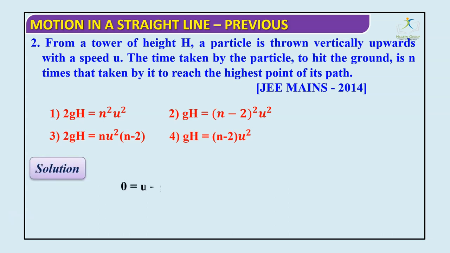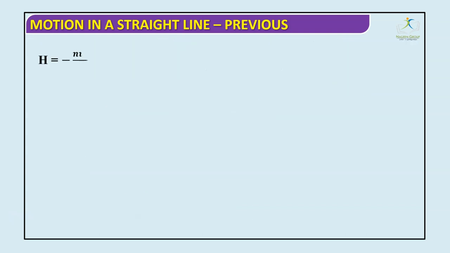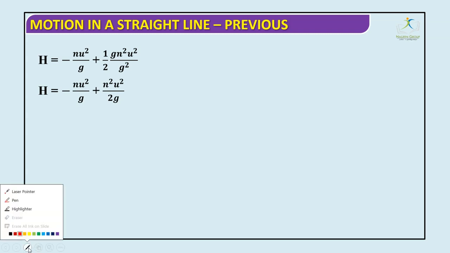So here the solution part is 0 equals u minus gt, t equals u by g. Then h equals minus u times nt plus half g (nt) whole square. From here we can say h equals minus nu² by g plus half g t². So in place of t, I am using n²u² by g². After reducing, as you can see, the g terms cancel out each other.